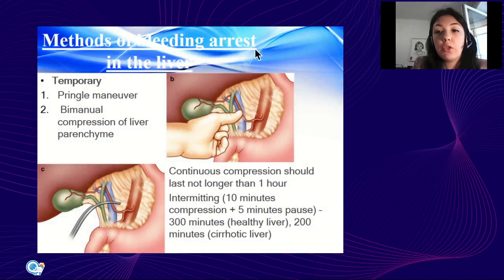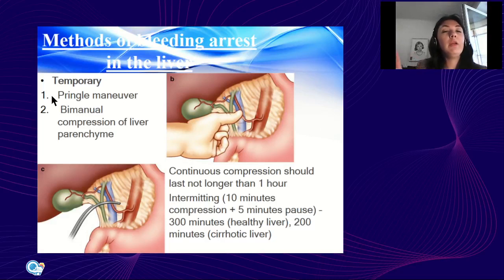So during surgeries, as I told you, the liver has a very rich blood supply and it has very many vessels, and blood loss during surgeries on the liver is very big, and that's why we have to know how to perform bleeding arrest or hemostasis during surgeries on the liver. So temporary methods are the Pringle maneuver, and also bimanual compression of liver parenchyma. Bimanual compression, just compressing it with 2 hands, is used when we have local bleeding and we know where to press to stop it, yes?